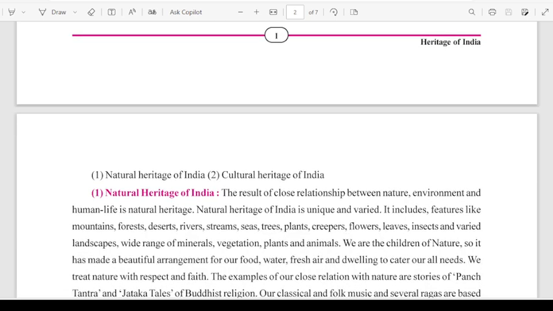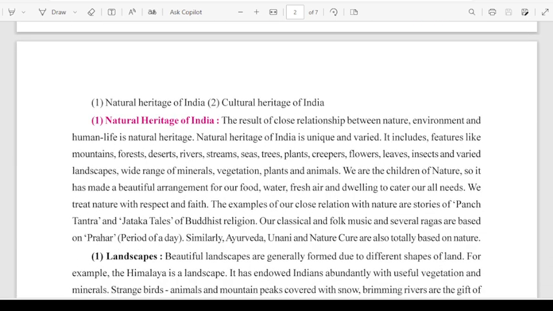Natural heritage of India. The result of the close relationship between nature, environment and human life is called natural heritage. Natural heritage of India is unique and varied. It includes features like mountains, forests, deserts, rivers, streams, seas, trees, plants, creepers, flowers, leaves, insects, and varied landscapes, a wide range of minerals, vegetation, plants, and animals. We are the children of nature, so it has made a beautiful arrangement for our food, water, fresh air, and dwelling to cater to all our needs.